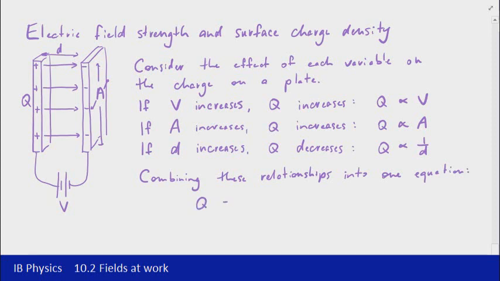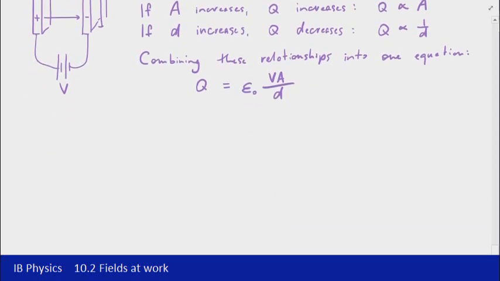So first of all, Q will be equal to V times A divided by D, and the constant of proportionality here is epsilon naught, which you've seen before. It's the permittivity of free space. I'm not going to go into much more detail on that, but we can always talk about it more in class if we need to.